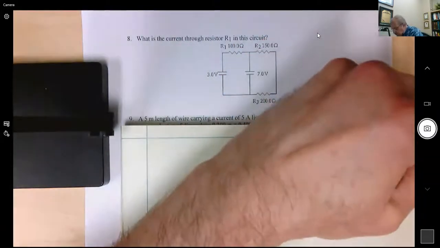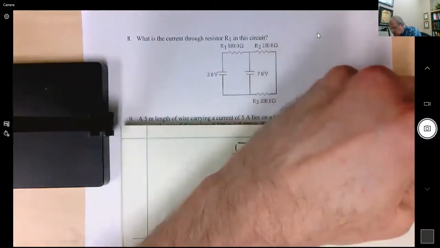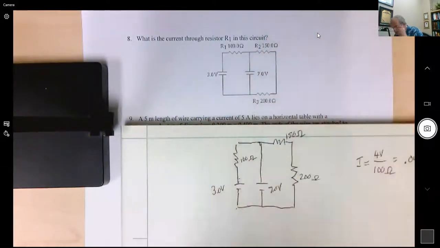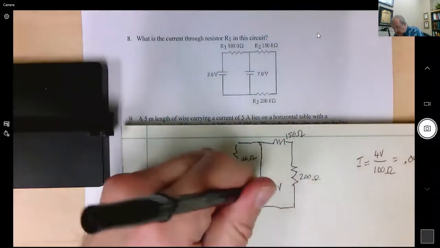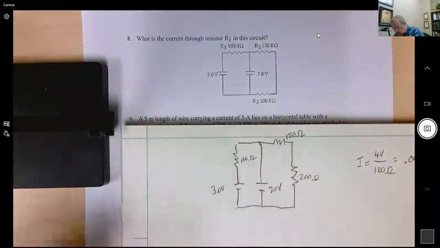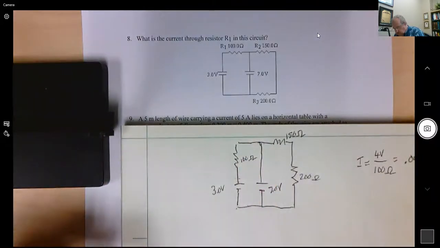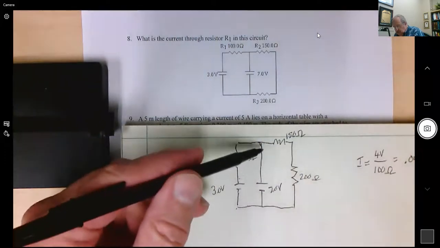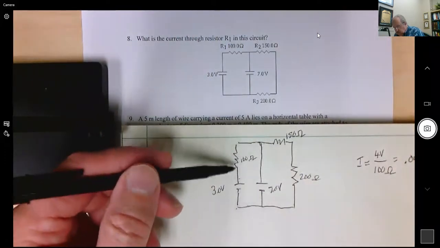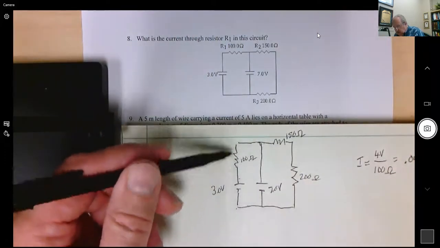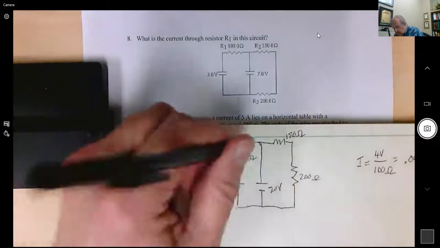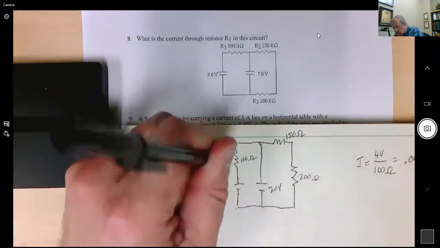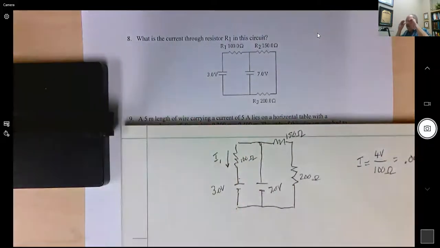Okay, so that will be 0.04 amps, and 0.04 amps will then be going in the opposite direction of the battery. So this current I1 will be moving in that direction.